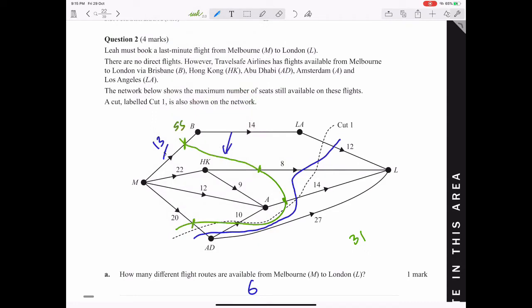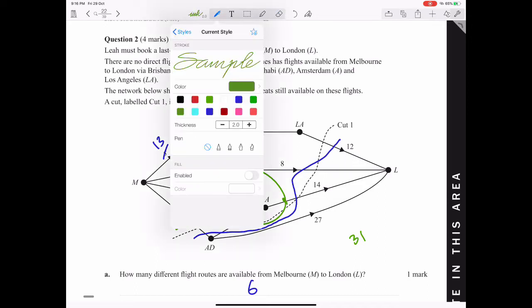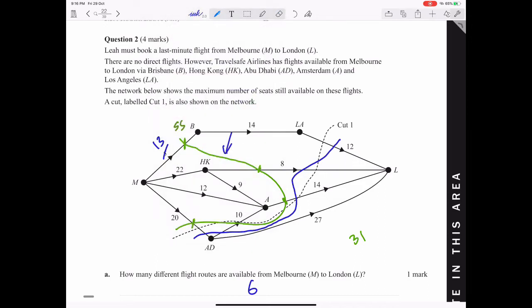But now we need to look for potential new minimum cuts that could arise as a result of increasing the number of seats on this arrow over here. And if you do that, then this is a new minimum cut that arises. So that minimum cut in blue is 12 plus 8 plus 14 plus 20, 54. So the new minimum cut is 54 if we add 8 to the arrow between M and B.